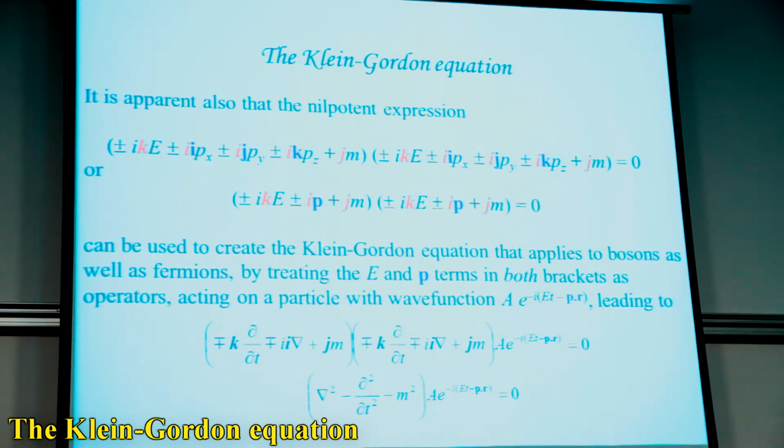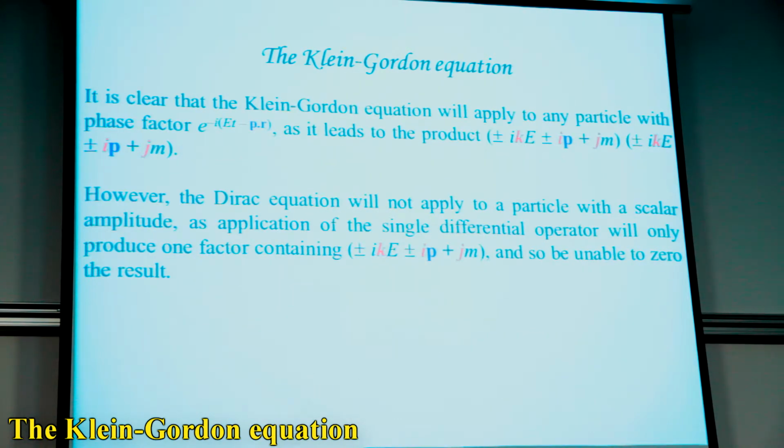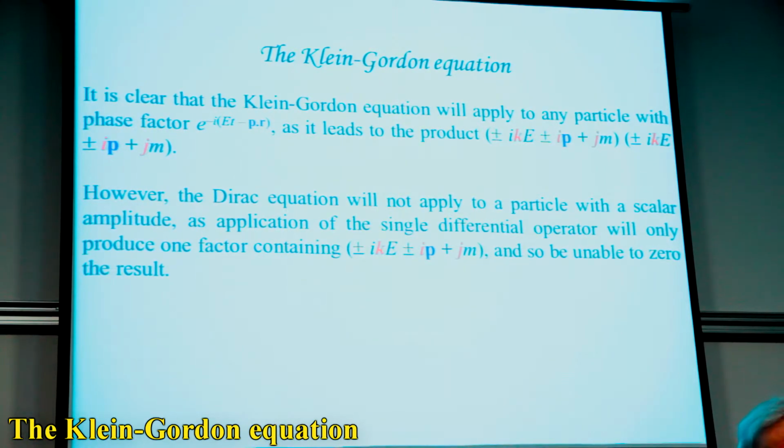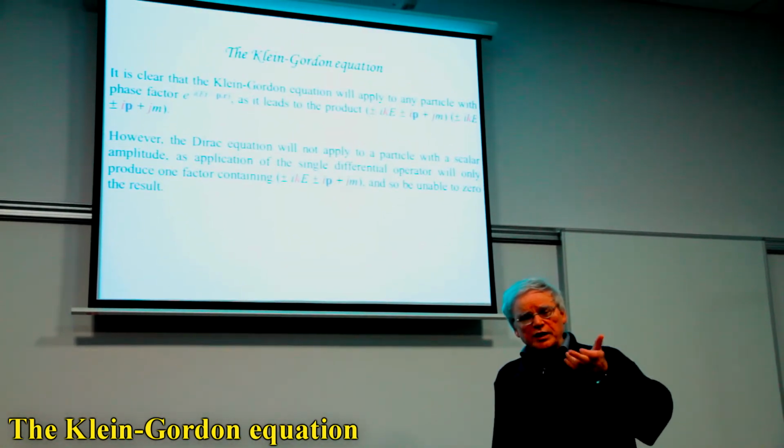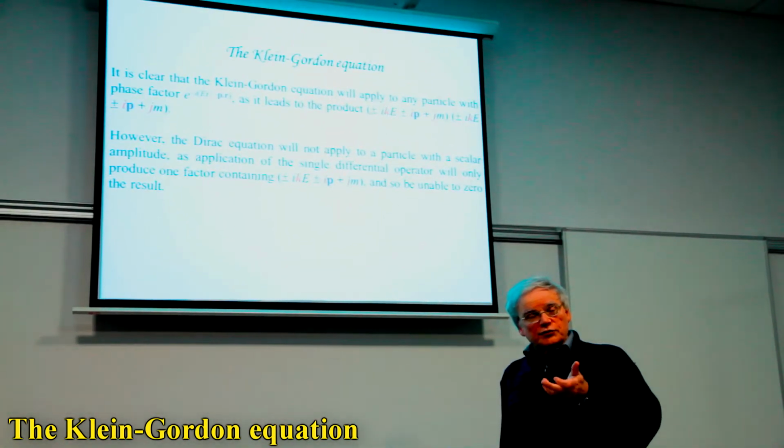So we can see that the Dirac equation and the Klein-Gordon equation are part of the same stable. They're not separate pieces of information, really. People often say the Klein-Gordon equation is for bosons, the Dirac equation for fermions. That isn't true. The Klein-Gordon equation is for bosons and fermions. It's for all particles.